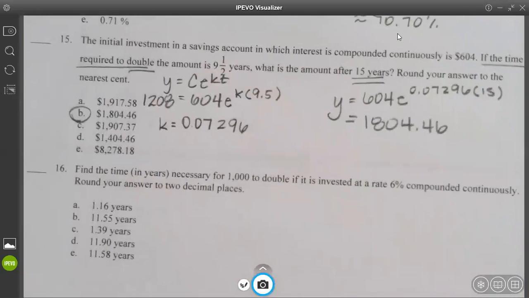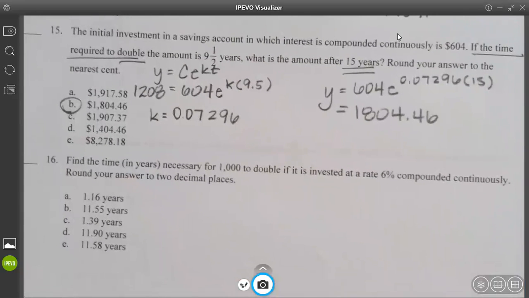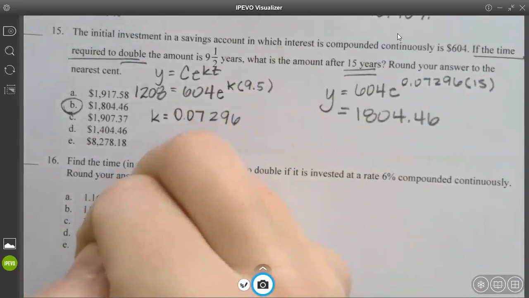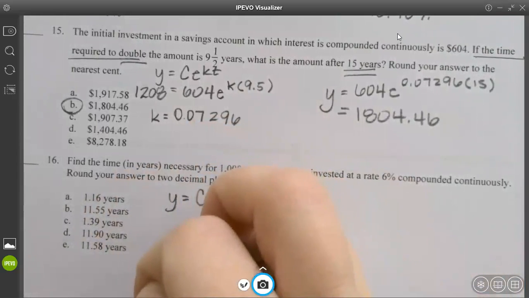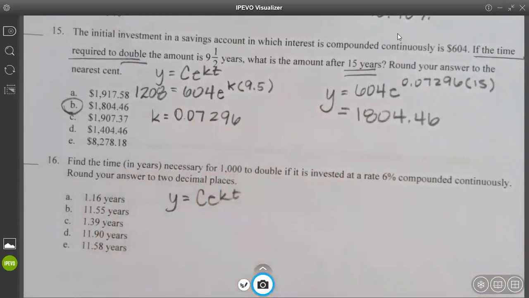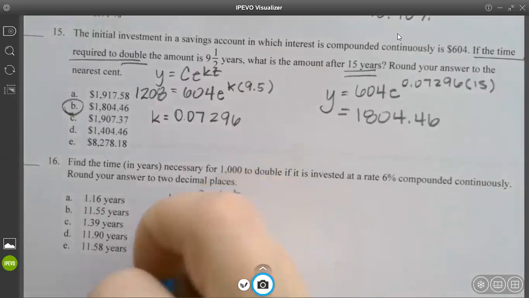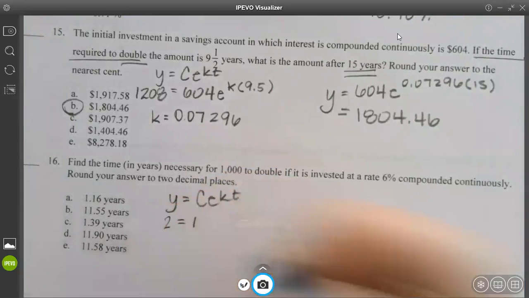So, find the time in years necessary for 1,000 to double if invested at a rate of 6% compounded continuously. So Y equals CE to the KT again, compounded continuously. If the amount is gonna double, it's just like a half-life. If we're gonna take half, it ends up being 0.5, right? If it's gonna double, it's gonna be what? 2 to the 1 initial amount.